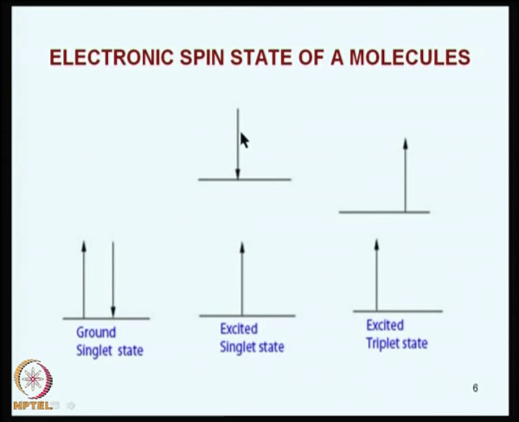And what happens in the electronic excitation? One is in the ground state, and it goes to the excited state. Here the spins are the same as in the ground state. One electron is pointing up, another electron is pointing down. Even in the excited state, there is the same spin. But another possibility is that the spin may also change in the excited state. If the spin changes, this is known as a triplet state, otherwise it is known as a singlet state.